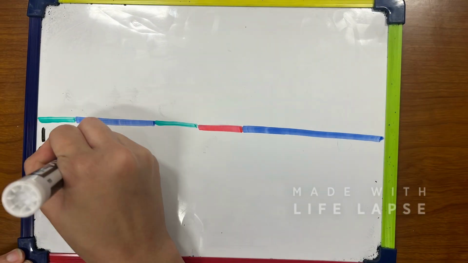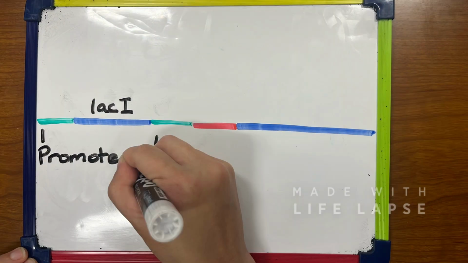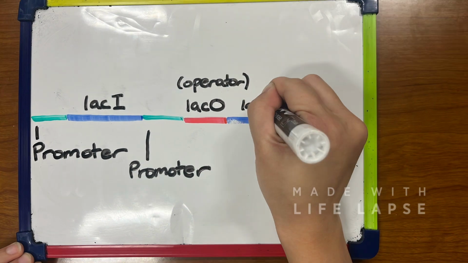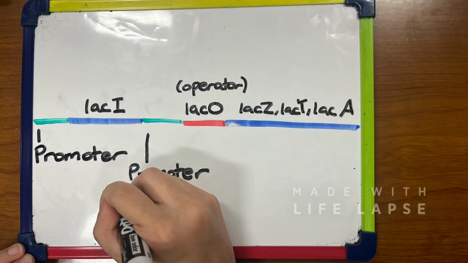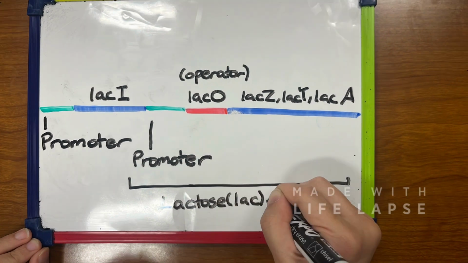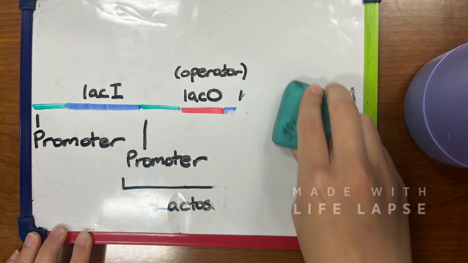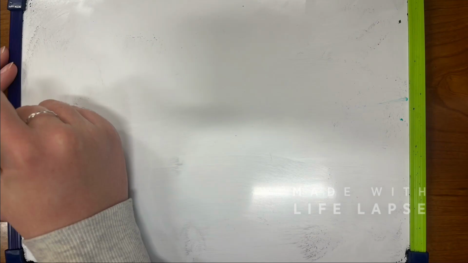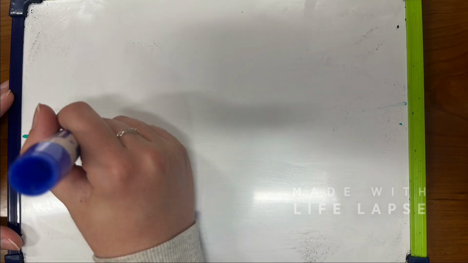The DNA sequence is made up of the promoter for the Lac I, the promoter for the Lac Operon, the Lac O, which encodes for the operator, and the Lac Z, Y, and A, which are the three genes that code for the breakdown of lactose. The promoter, Lac O, Lac Z, Y, and A make up the Lac Operon. The Lac I gene codes for the repressor.